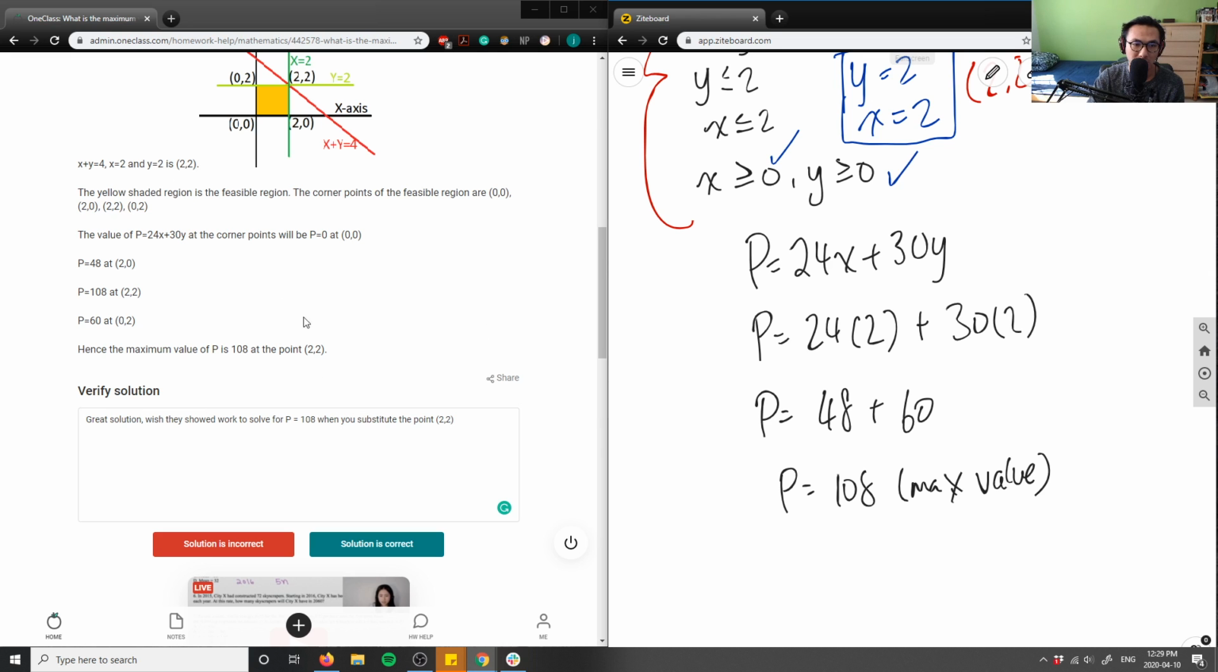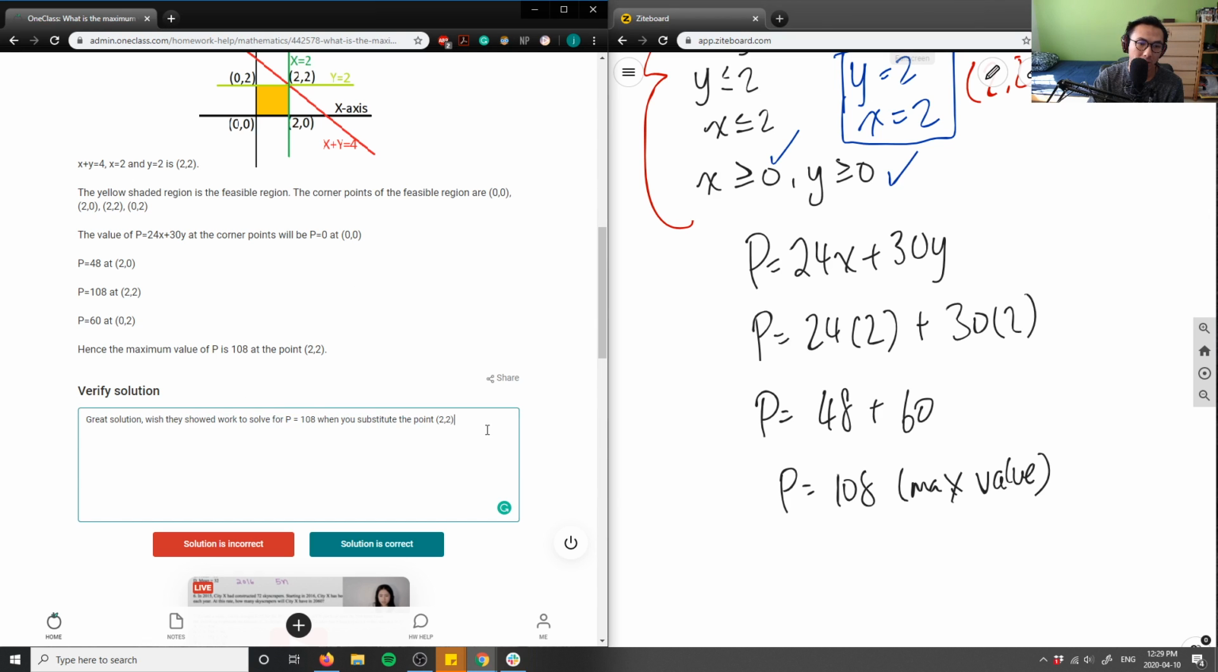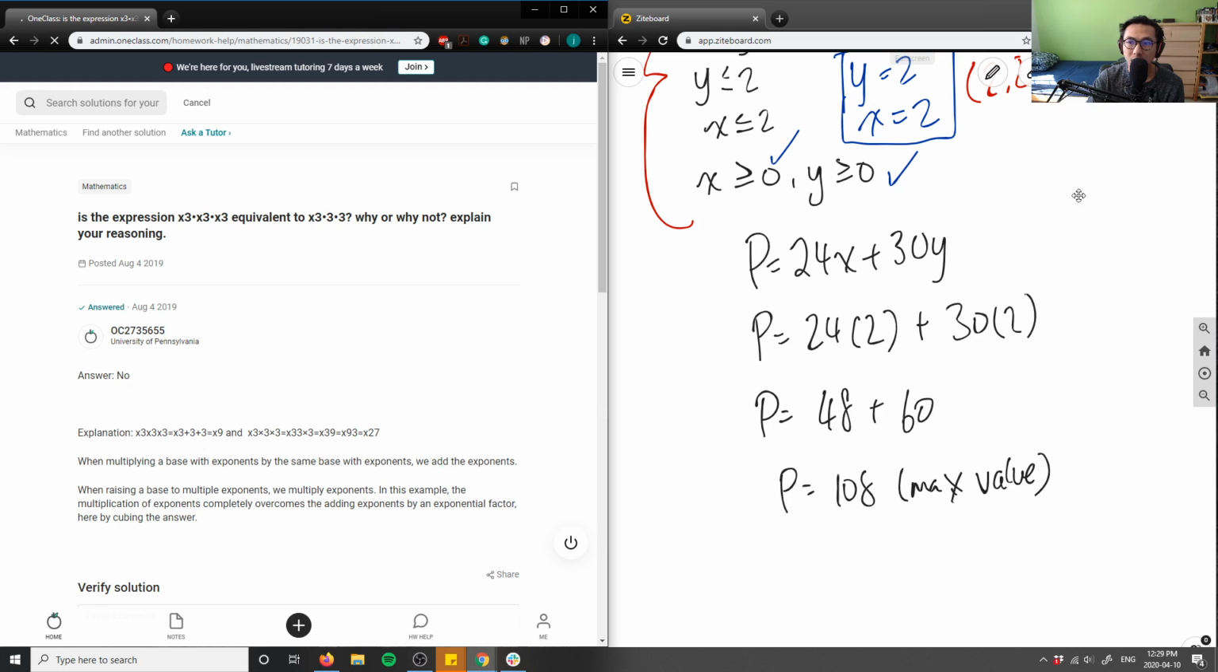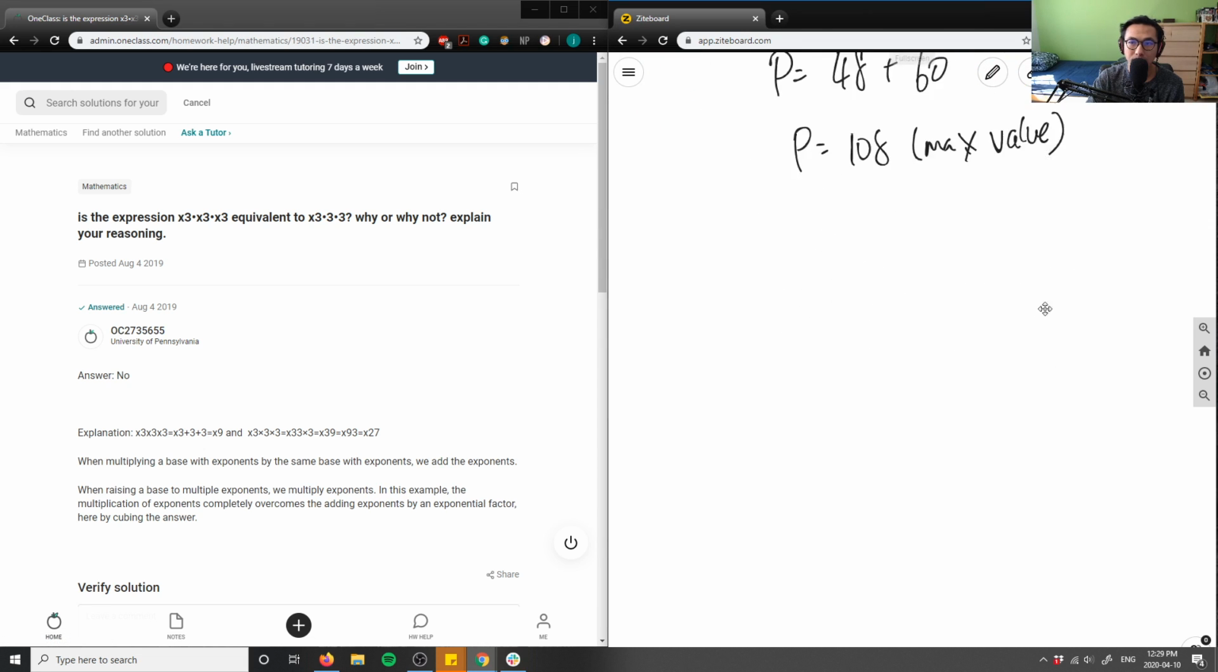But this is a great solution. This still works. They just solved it graphically. I solved it algebraically. Totally fine. Both approaches are fine. I just wish they showed work to solve for p equals 108 here when they said the point. That's about it. That's still a good solution though. So the solution is correct. That's fine, and let's move on to number 5.